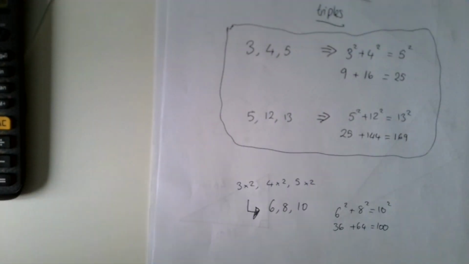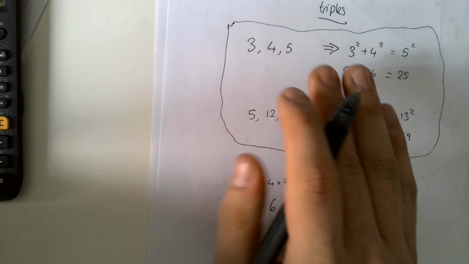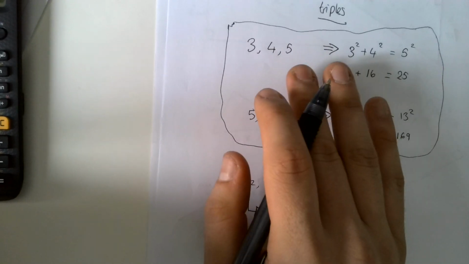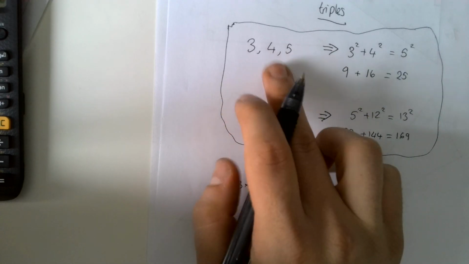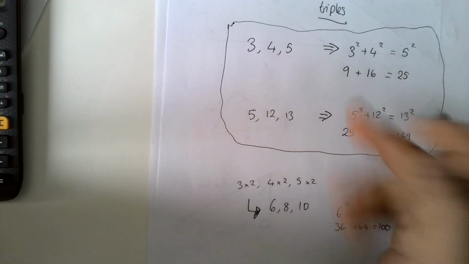Okay, remember Pythagoras' theorem is on the non-calculator paper this year, so the chances are it's going to be based on one of these two or a multiple of them. Okay, so just remember 3, 4 and 5, and 5, 12 and 13. If you square the smaller two, add them together, you get the bigger one squared.